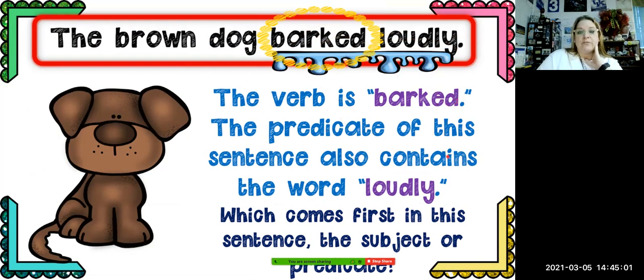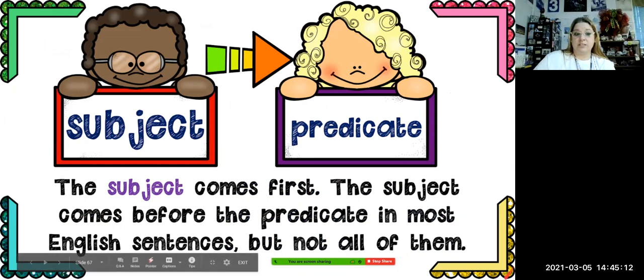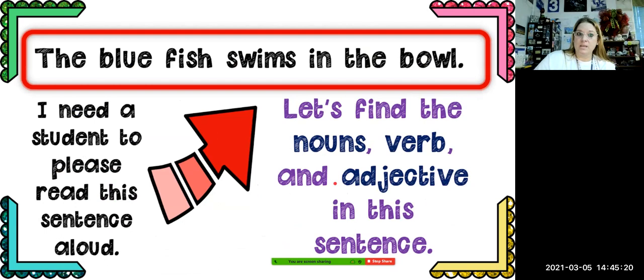So which comes first in this sentence, the subject or the predicate? The subject comes first. The subject comes before the predicate in most English sentences, not all of them, okay? So here we have another sentence. The blue fish swims in the bowl. So read that sentence out to yourself, please.